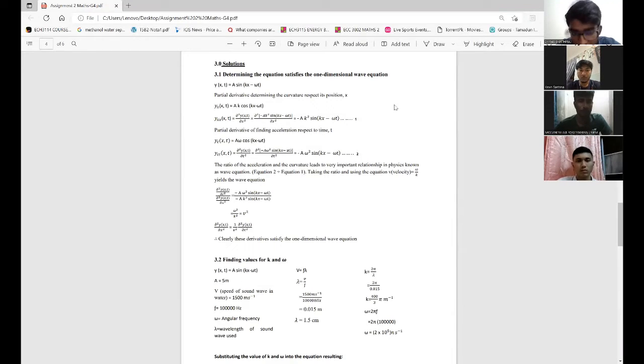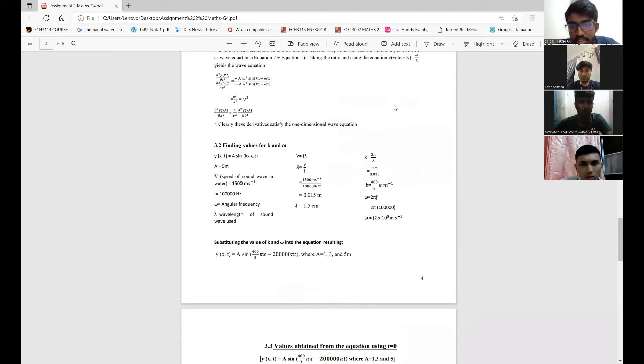And then with this, we have a rule in which, based on our concept of sonar waves, the ratio of the acceleration and the curvature leads to a very important relationship in physics known as the wave equation. So we divide equation 2 over equation 1, taking the ratio and using the velocity v equals omega over k, which yields the wave equation: the second partial derivative of y(x,t) with respect to x equals 1 over v squared times the second partial derivative of y(x,t) with respect to t, like the one Kevin said in the introduction. Clearly, these derivatives give the one-dimensional wave equation, and it proves it is a wave equation.